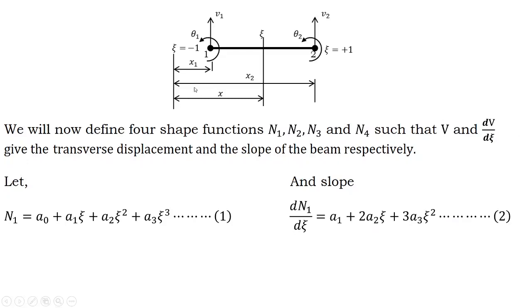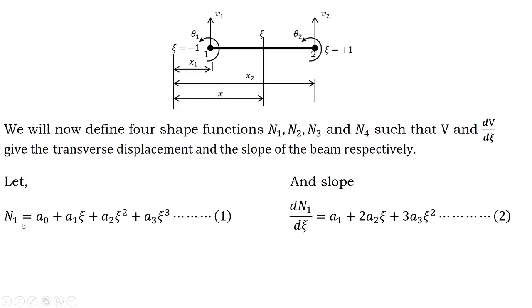Now let us start with the n1. N1 is the shape function which is related to the v1, that is vertical displacement. Similarly n2 is the shape function which is related to the theta 1, that is for the slope. Similarly n3 is the shape function which is related to v2, and n4 is the shape function which is related to theta 2. So let us start with the n1 first.